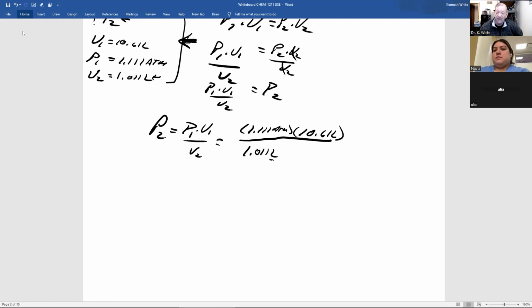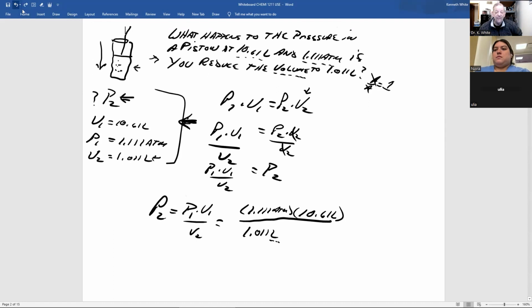Now, before I pick up my calculator, I'm going to just look at the units. Notice in the bottom here, I have liters, and over here, I have liters. And anything divided by itself cancels out, equal to 1. So the unit liter cancels out. What am I left with? Atmospheres, that's pressure. Yeah, I'm on the right track. So now I can pick up my calculator, clear it.